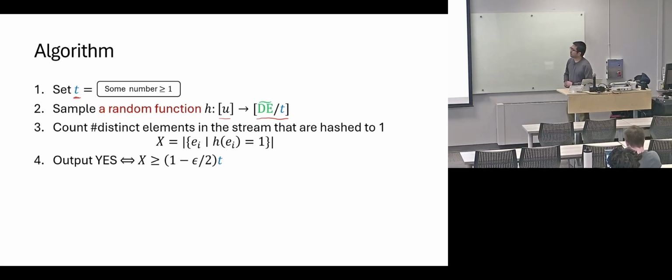And the last step is just that I'm going to output yes if my counter is at least (1 - epsilon/2) times t.